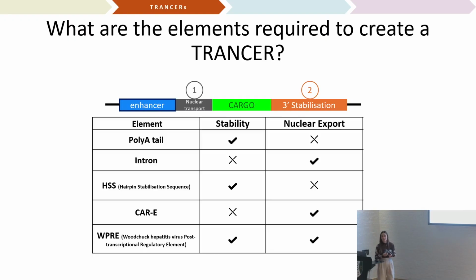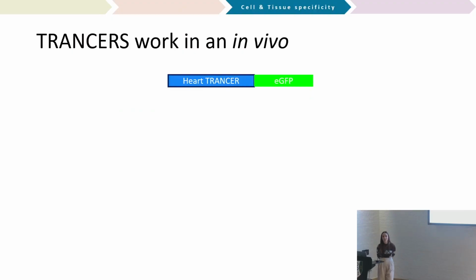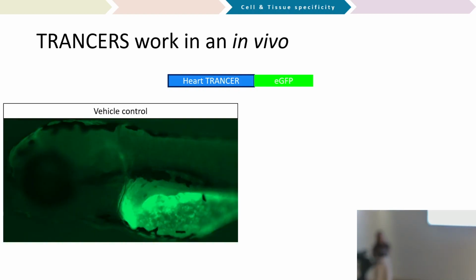Since I believe that images speak louder than words, I am going to run you through a couple in vivo results. So here, what I've done is to identify a heart enhancer that I've linked with a green fluorescent protein, and we've done this experiment in zebrafish. So here, I'm just showing you a wild-type zebrafish. For someone that's not seen a zebrafish before, I've labeled it in the image.